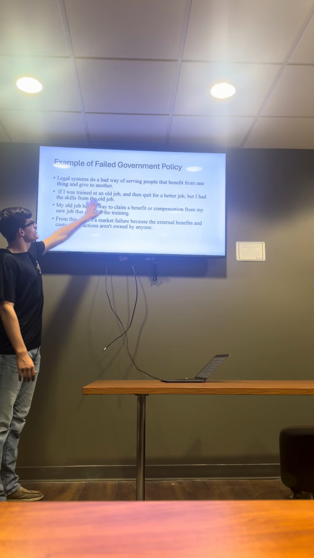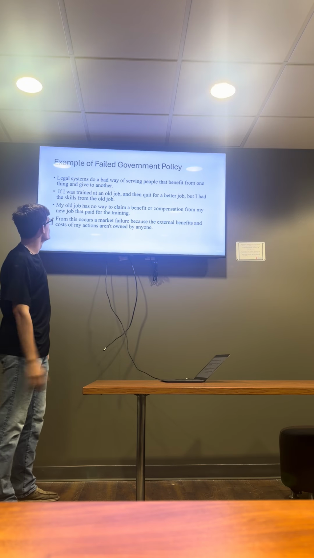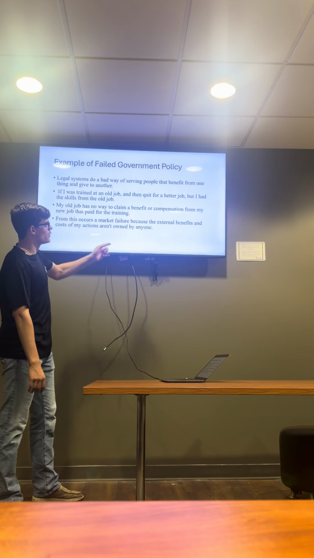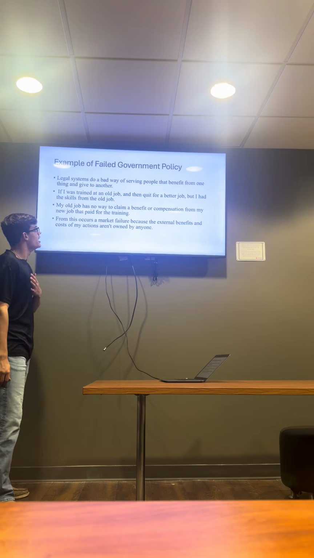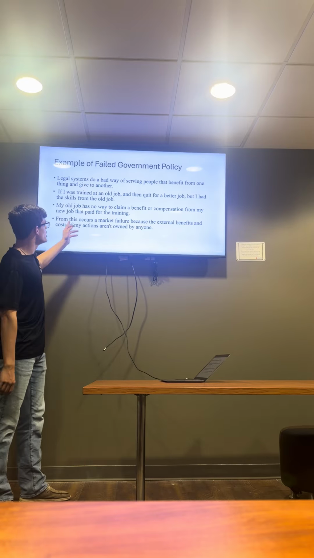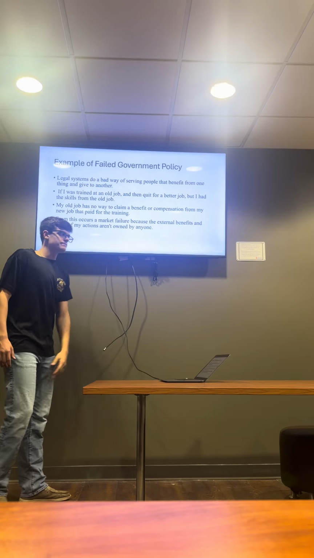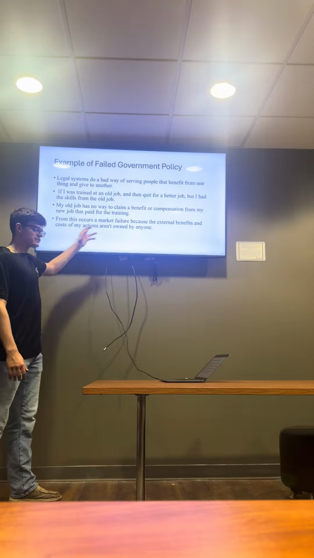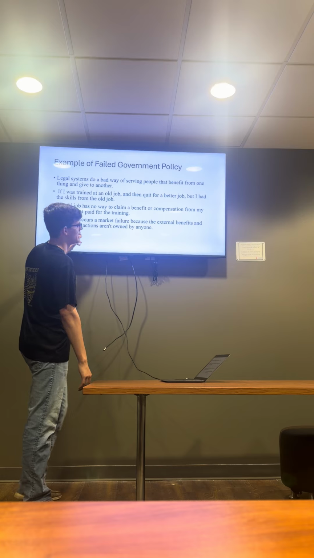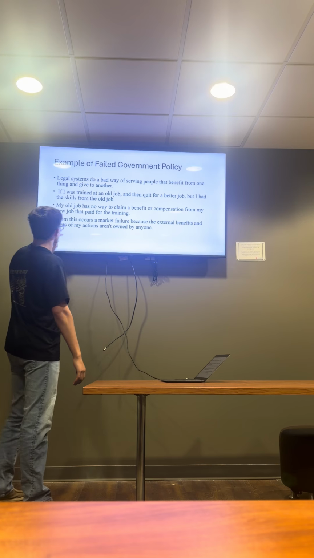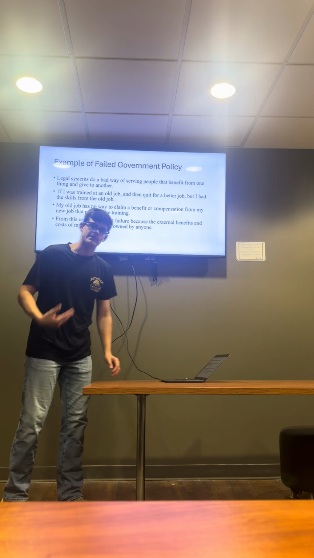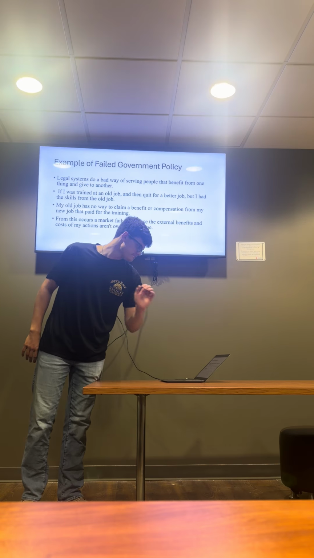A good example is that legal systems do a bad job of serving people who benefit from one thing and give to another. For example, I was trained at an old job and then quit for a better job, but I had the skills from my old job. My old job has no way to claim a benefit or compensation from my new job for the training. So my old job paid for training, I get trained, I acquire those skills, I then get my new job, and my old job has no way of getting compensation for that. From this occurs a market failure because the external benefits and the cost of my actions aren't owned by anyone, so I can make my own decisions and carry my own skills.